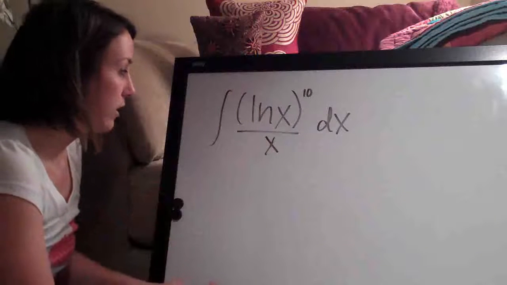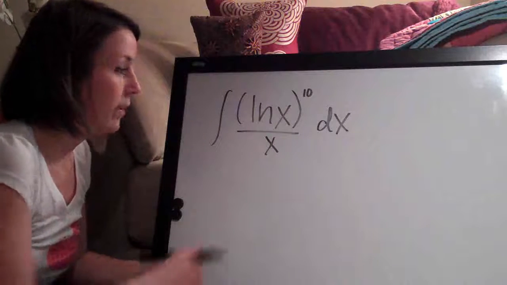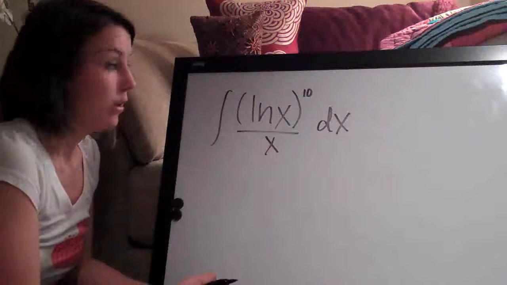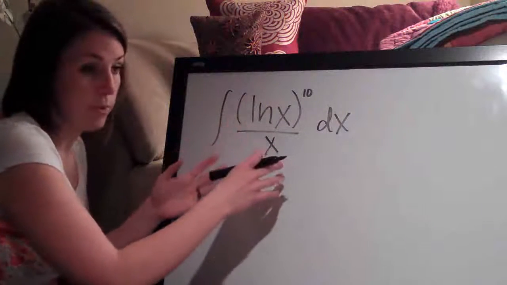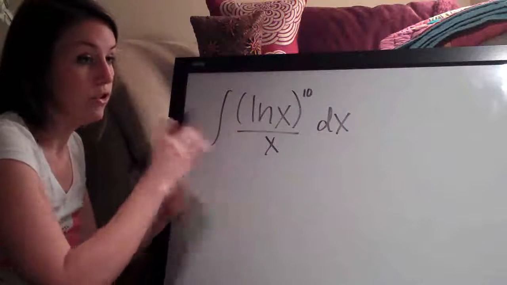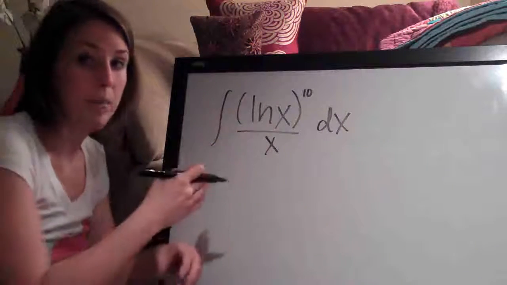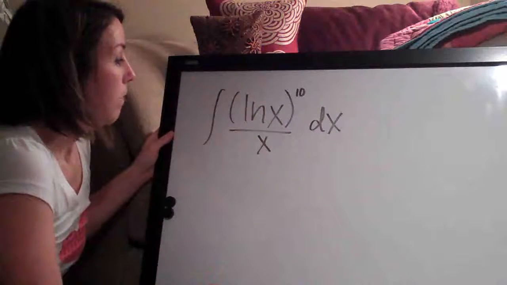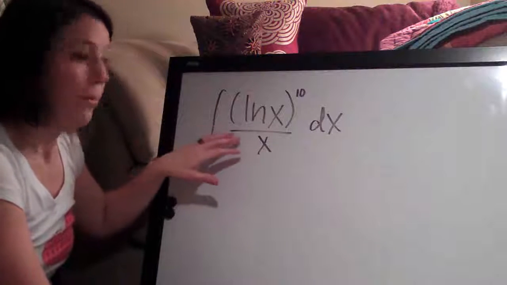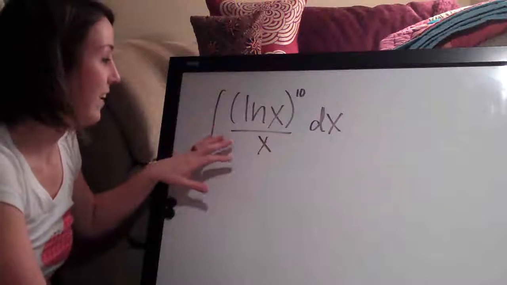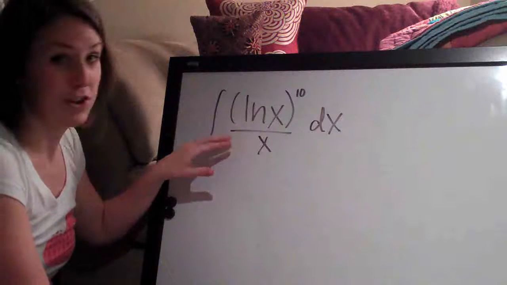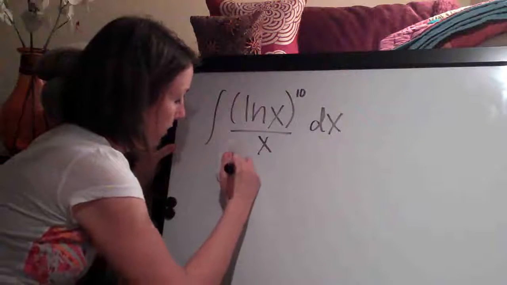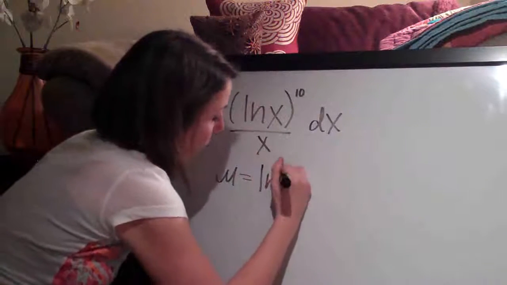Okay, so with U-substitution, we have to pick something in this problem to designate as u, so that we can make this problem simpler for ourselves, do the integral, and then plug u back in when it's easier at the end. So the way that we do that, one way to pick u is pick the most complicated thing in the integral so that you don't have to deal with it. In this case, it's natural log of x. We're going to say u equals natural log of x.